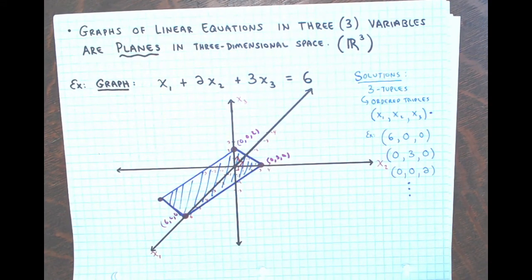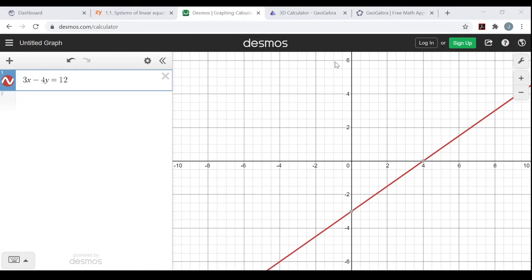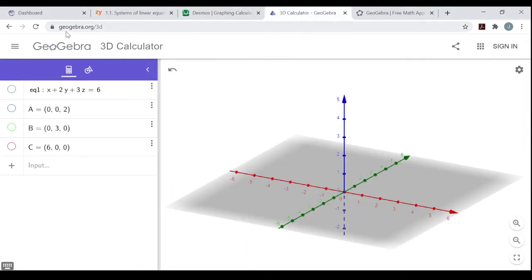All right, so let's take a look at a better picture of this. A website that's good for drawing 3D graphs is geogebra.org, and they have a 3D calculator that you can find.